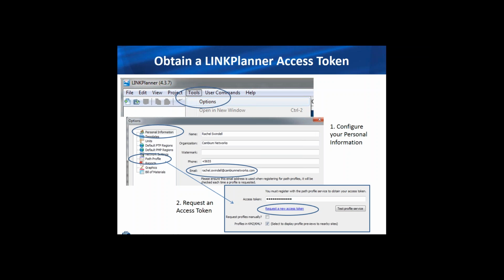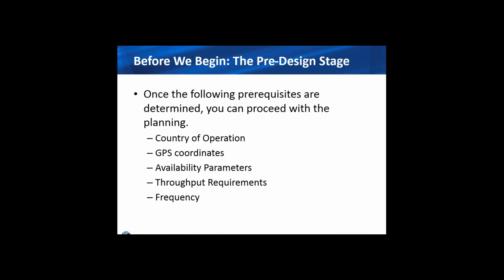So once you've downloaded LINKPlanner, when you first open it up, go to the Tools Options section and set up your personal information. The most important part is that you set up the email, and that it is the same email that you're going to use when you register to request an access token. Once your personal information is set, select the option for Path Profile on the left-hand side, and you'll see an option there to request an access token. This configures you onto our server so that when you've created your links, we'll automatically send you the path profiles. Once you've created your access token, you can just copy it into the box.